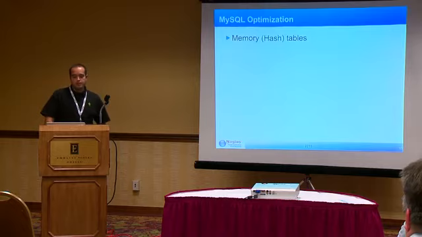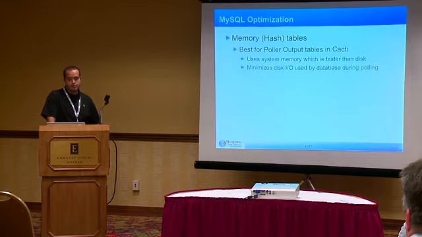Memory hash tables, again, are related to the poller. They're best for the poller output table in Cacti. It uses system memory, which is much faster than disk. It minimizes the I/O operations used by the database during polling, because you have competing I/O going on between the database and the RRDtool updates. And if you can minimize the competition for disk I/O, you're going to get a lot better performance.